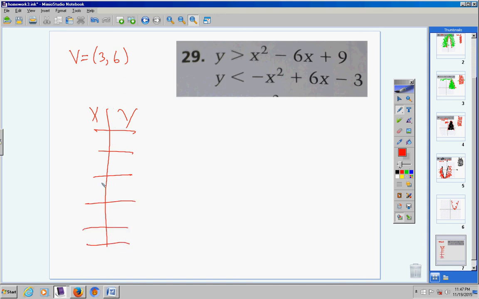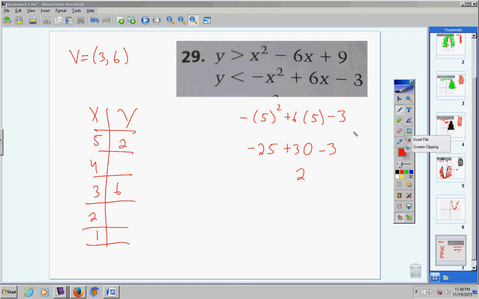So right in the middle, I'll put 3, 6. So going up, I have 4, 5. Going down, a 2, 1. Let's substitute 5 in first. So negative, then parentheses, then 5 squared. Positive 6, and then 5. And then negative 3. 5 times 5 is 25. Bring down your negative sign. 6 times 5 is positive 30. And then negative 3. Combine those and you'll get a 2. So when you substitute 5 in, you get out a 2.